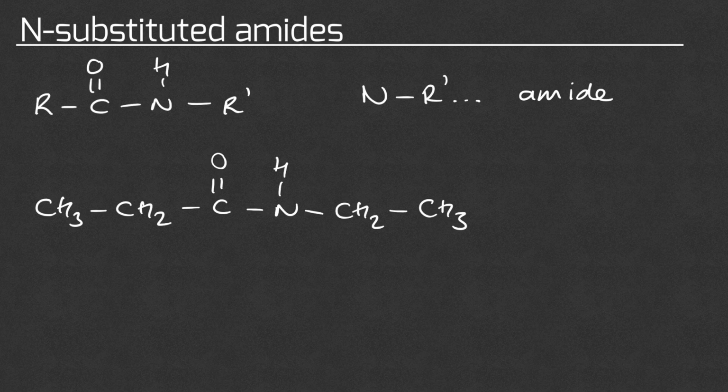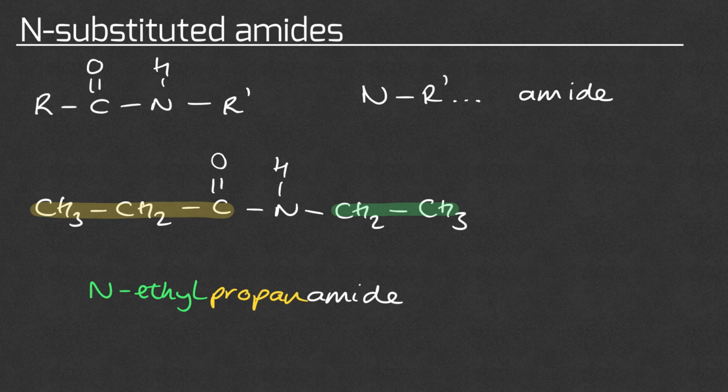Again, to name this molecule, we'll break it down into its constituent parts. We've got a chain of 3 as part of the amide, and an alkyl chain of 2 attached to the nitrogen. So this molecule's name would be N-ethyl, because we've got 2 carbons attached to the N. Propan, because there are 3 carbons attached to the amide, ending in that suffix of amide. So this molecule is called N-ethylpropanamide.